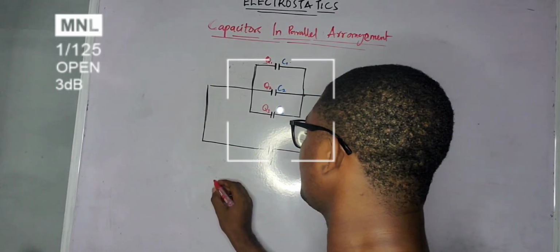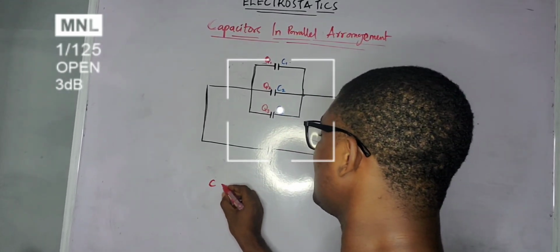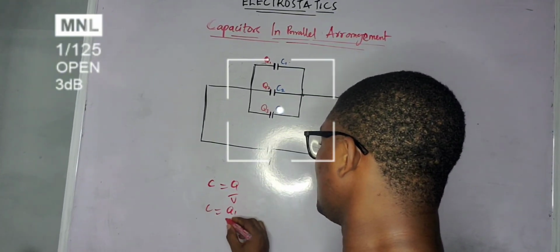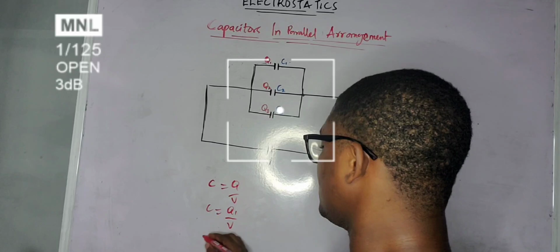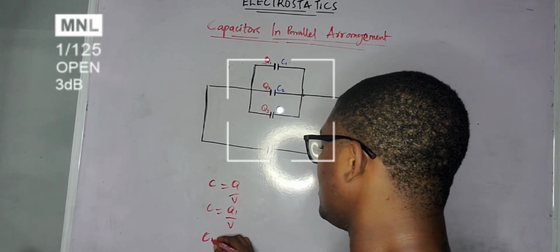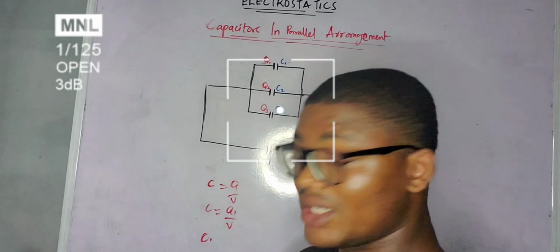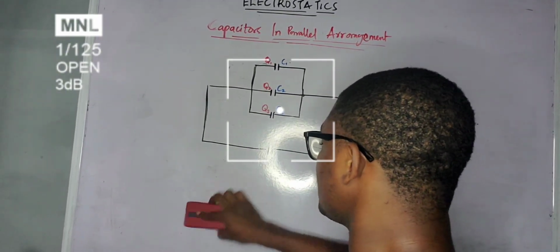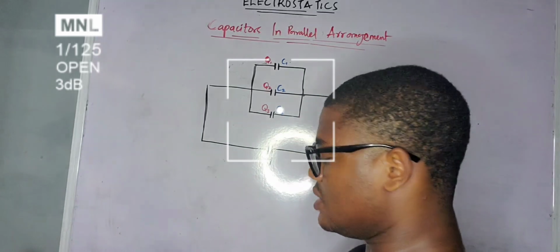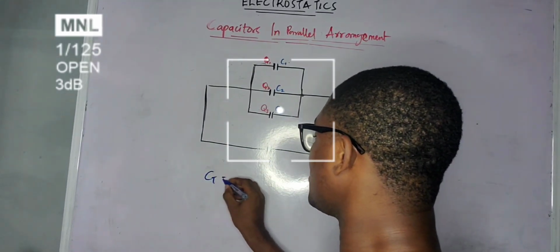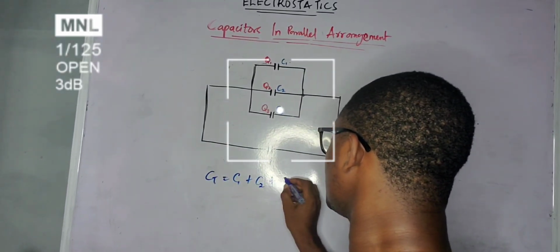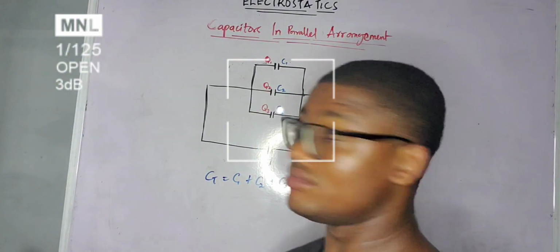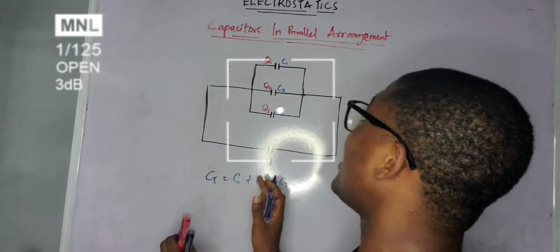Since you have C equal to Q over V, let's say C equal to Q1 over V, then C1, let me put it this way. Let me talk about the capacitors arrangement before I dive into this particular part. Don't forget that for capacitors in parallel arrangement, C total equals C1 plus C2 plus C3. Let me tell you the difference between the parallel arrangement and the series arrangement before I move into more content of this parallel arrangement.